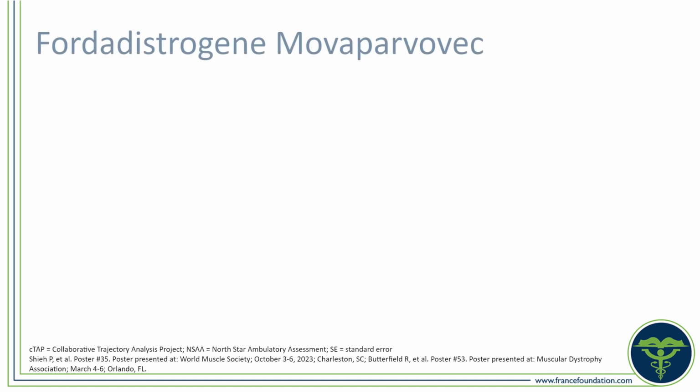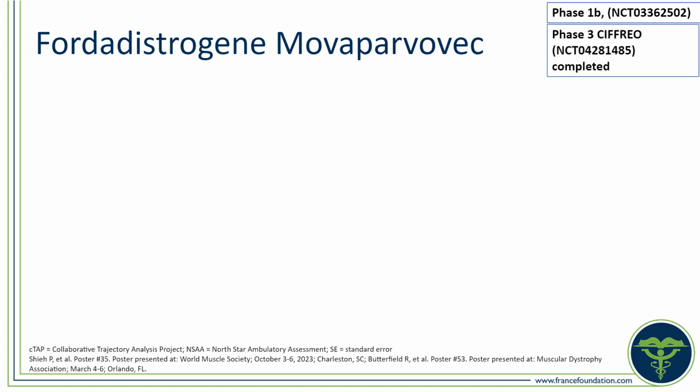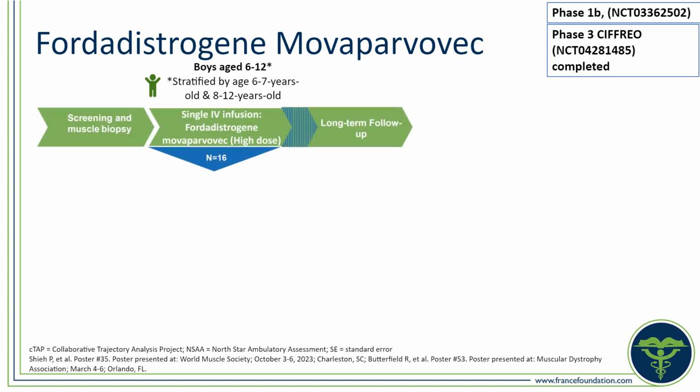Another gene transfer therapy utilized for the treatment of Duchenne muscular dystrophy that is currently in investigation is fortodistrogene movaparvovec. This has been evaluated in a phase 1b clinical trial. In addition, it is being evaluated in a phase 3 clinical trial called CIFRIO. In the phase 1b clinical trial, boys ages 6 to 12 years old were permitted, and they were stratified by age, including 6 to 7-year-old boys, as well as 8 to 12-year-old boys. They underwent screening and a baseline muscle biopsy, subsequently received a single IV infusion of fortodistrogene movaparvovec at high dose, and then were followed long-term.